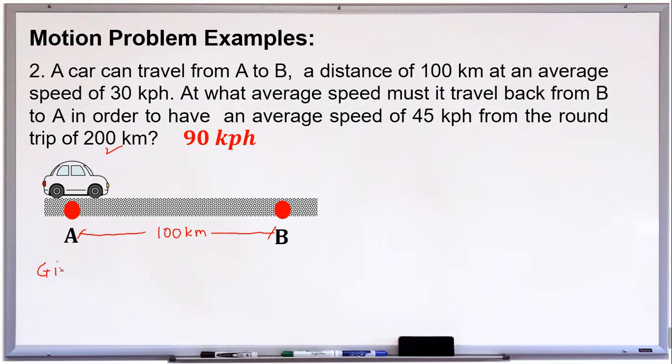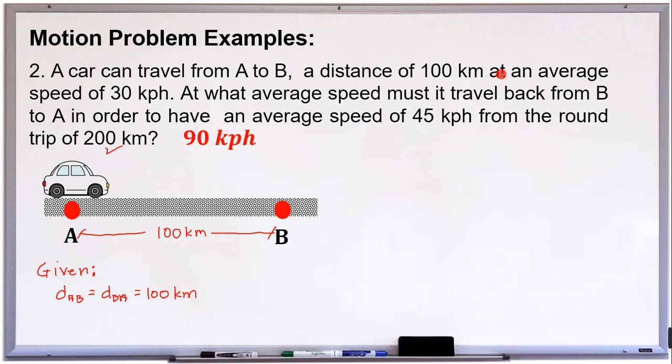Okay. Once you have the illustration, the next step is to indicate the given parameters or the given variables. So we are going to represent the distance of 100 kilometers with small letter d sub AB, and of course we all know that the distance from B to A is still the same, which is equal to 100 kilometers.